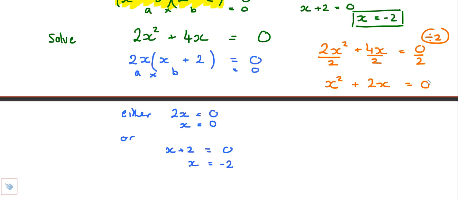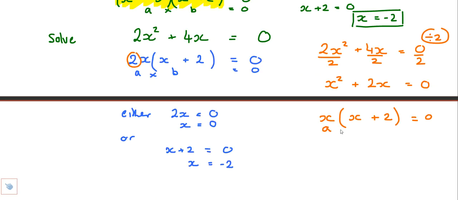I'm still at 0, because you divide 0 by anything and you get 0, so I don't change that. I don't have to divide, but it's something that you may well want to use in the future. Now, I can factorise, and what do I get? x times x plus 2. It is different, but what's different? Just the 2, because you've divided through by 2. x still has to equal 0.